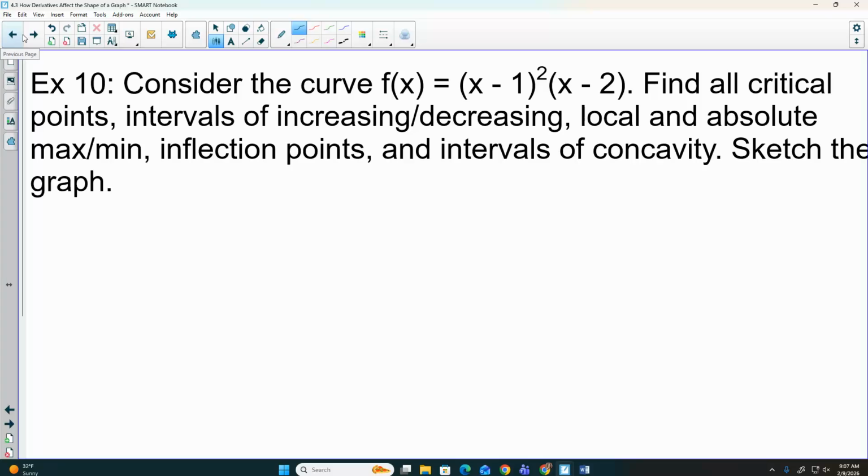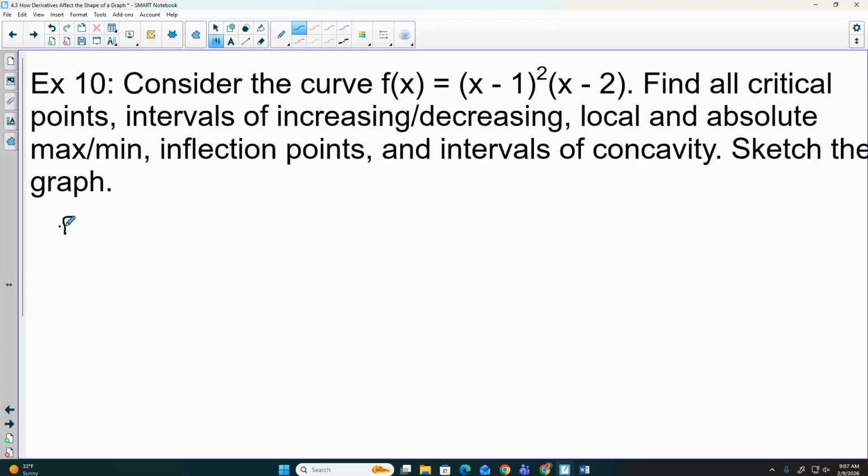Let's go ahead and look at this one. So here's my function, and I want everything: critical points, increasing, decreasing, max and min, inflection points, concavity, the whole bit. I won't be able to do absolute max and min unless I give you actual endpoints here. So if you had that information, you would do it. When I just have a function that's continuing forever, we're just looking for locals. So what do we have to do first?